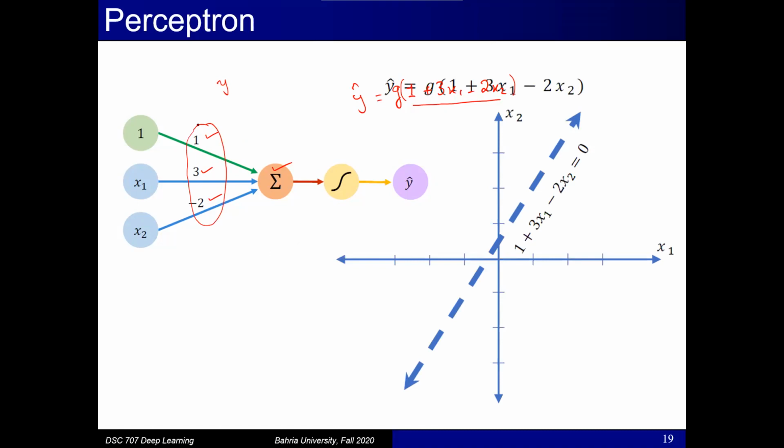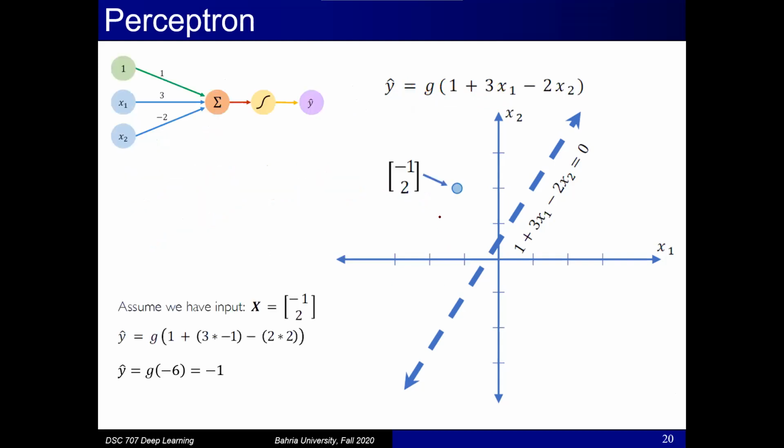Now let's see what happens if I take some point in this space. Suppose I take this point, which is -1, 2, and plug it into this equation. It would be 1 plus 3 times -1 minus 2 times 2, where this is x1 and this is x2. I am simply plugging these values into the expression. So it gives me 1 minus 3 minus 4, which is -6. Then I apply the activation function on this. The activation function is such that if the value is negative, the output is -1, and if the value is positive, the output is +1.